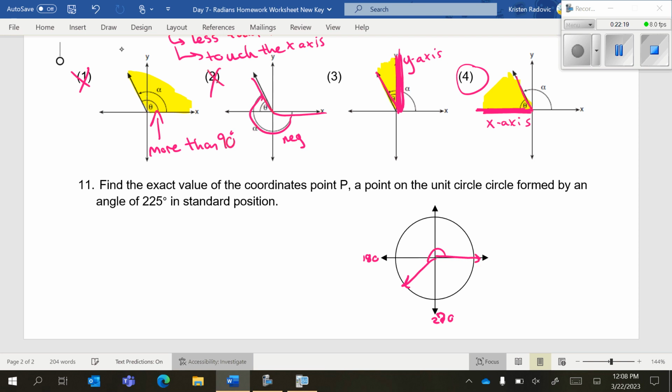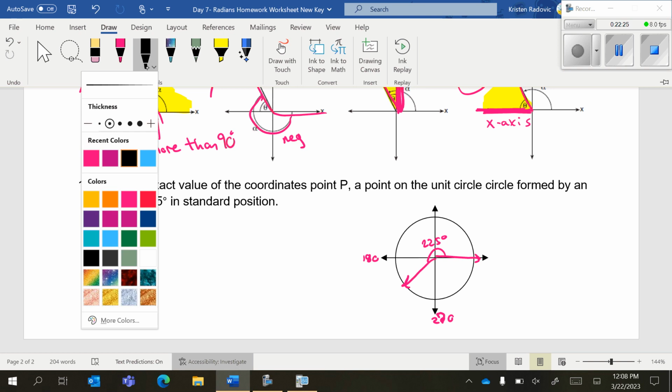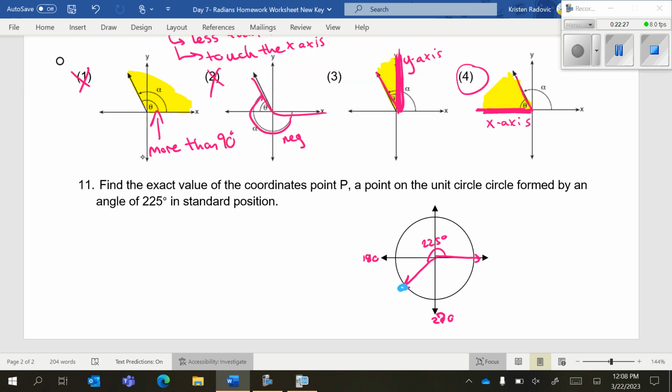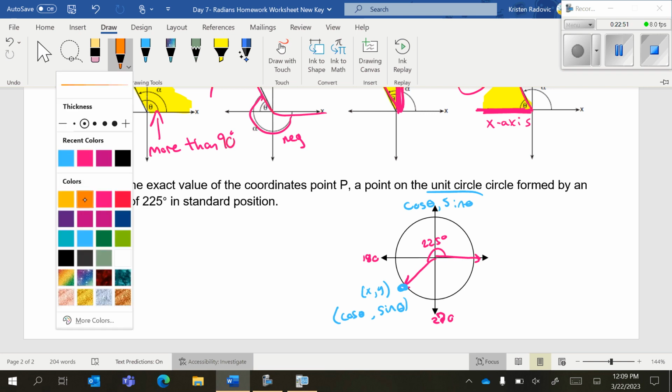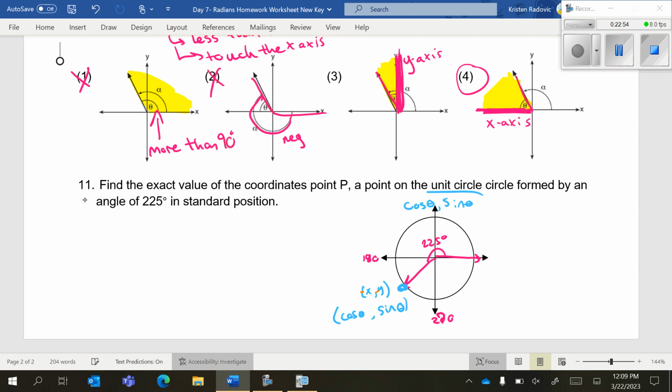This would be 225 degrees. They want to know what's the coordinate of this point right here. And this point is x comma y. But they did tell you it's a unit circle, so your point goes cosine theta comma sine theta. So I'm going to write this as cosine theta comma sine theta. Now, if you think about it, we are in the third quadrant. And in the third quadrant, you have negative x values and negative y values. So both cosine and sine will be negative.